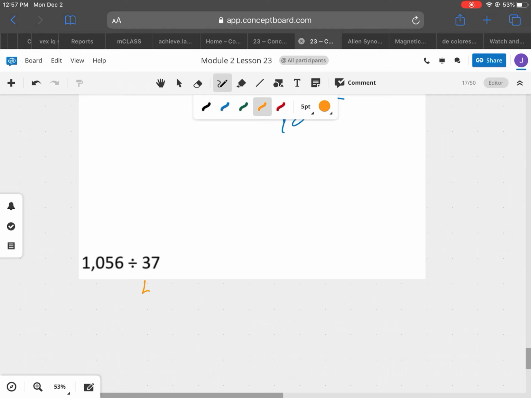Again, I'm going to round. I'm going to round to 40. And I'm going to start off with doing it 3 times. I might not need it every time. I'm going to divide by hundreds, by tens, and by ones.